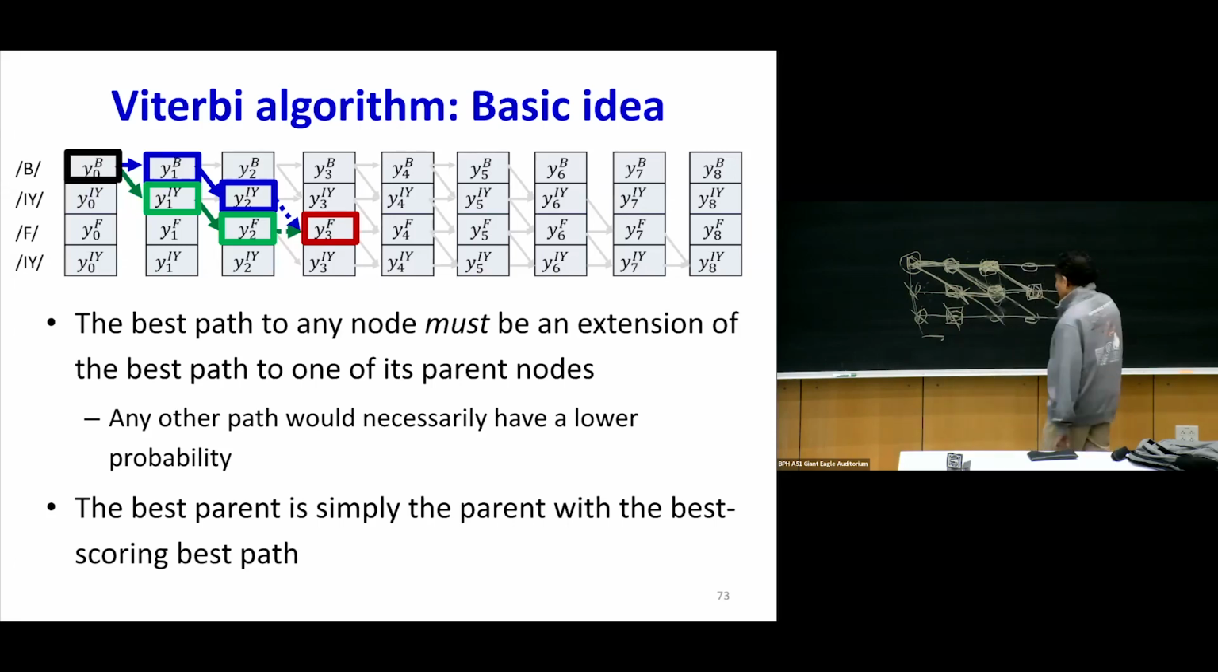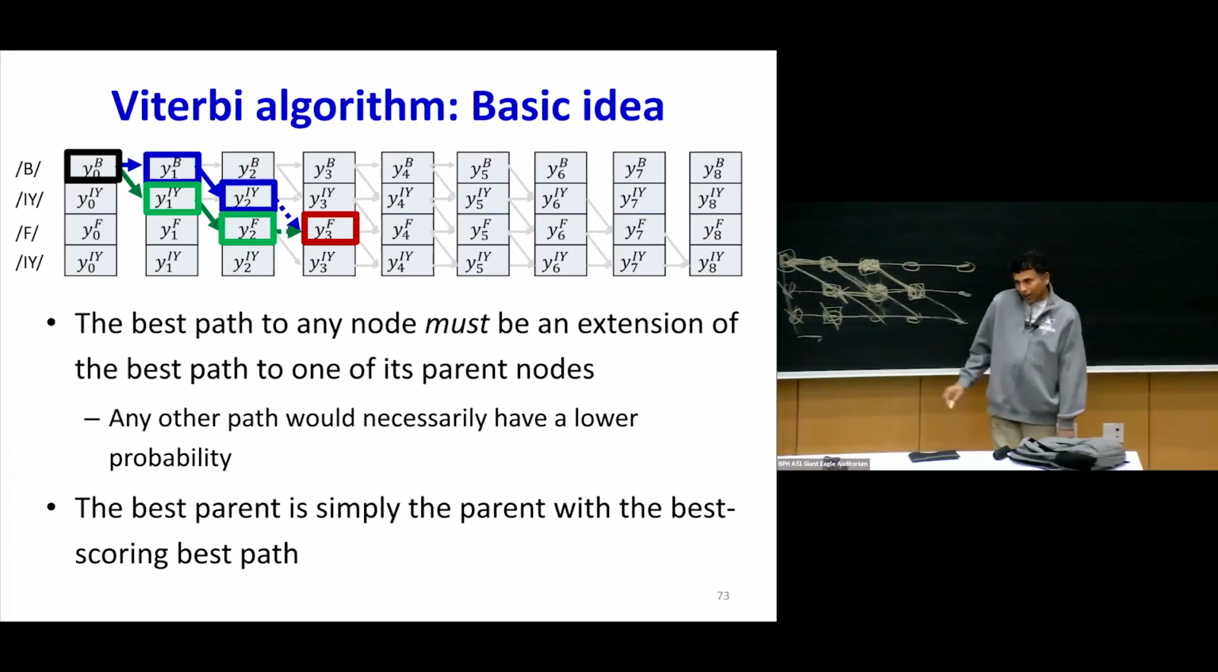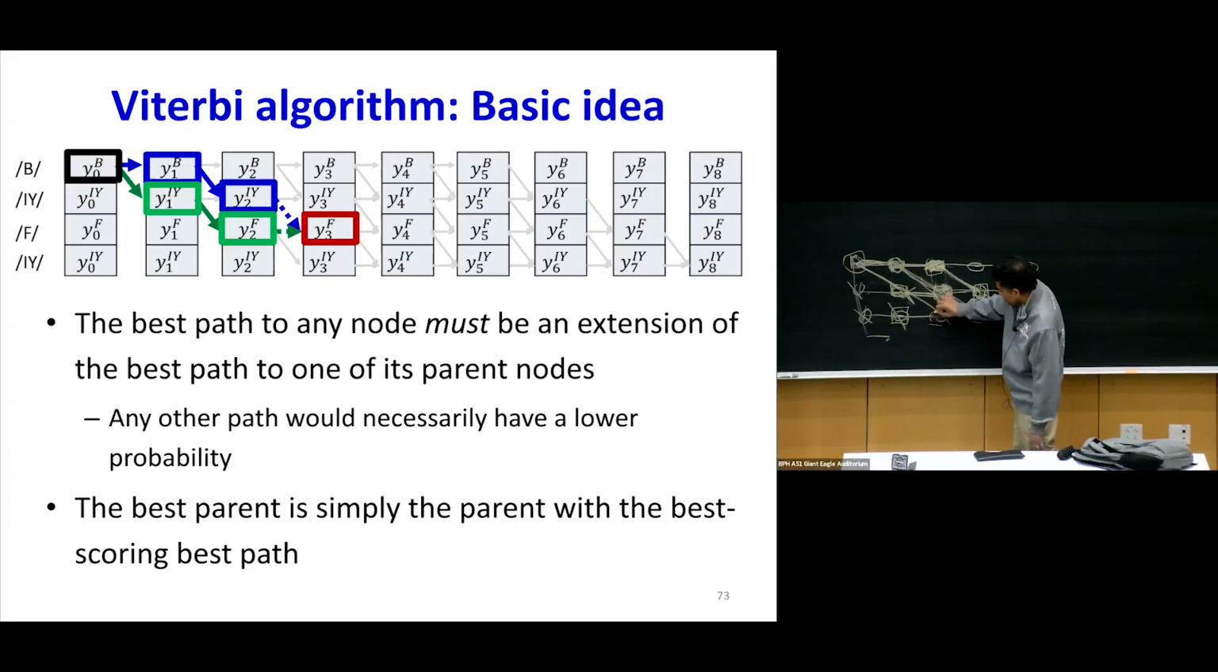And then the best path probability to this node itself is simply going to be the product of the best path probability to its parent node and the probability of the current node. And then you can do the same thing for here. You can say, who is my best parent? Retain a pointer to the best parent and then extend its probability to the current node.